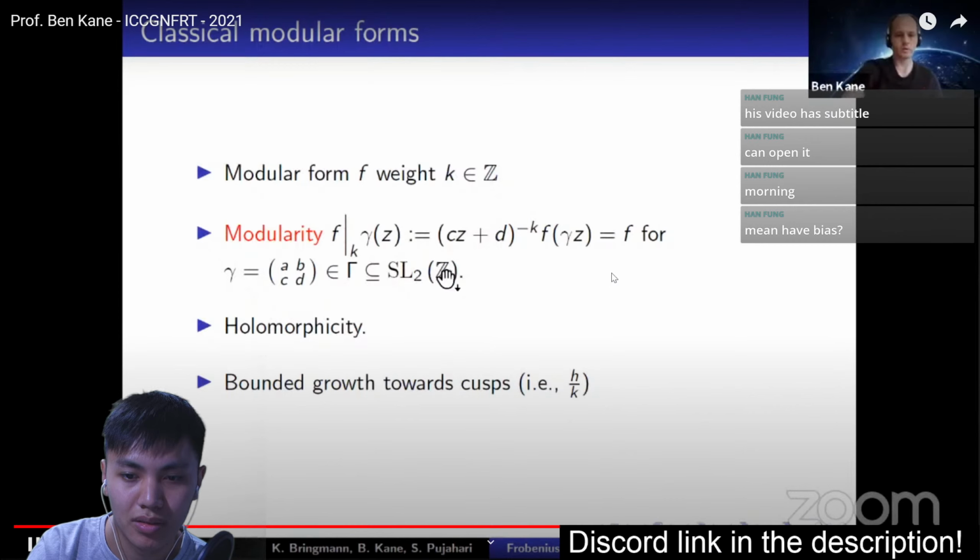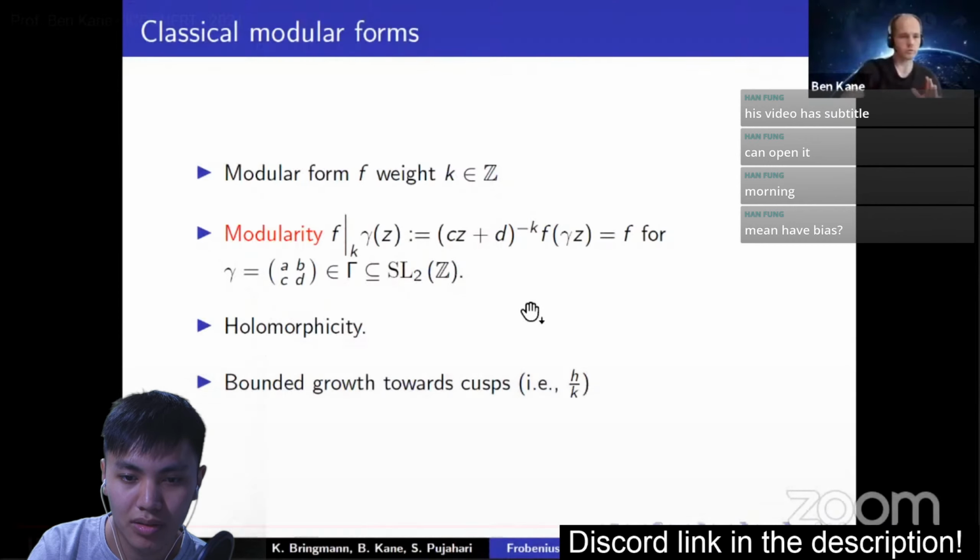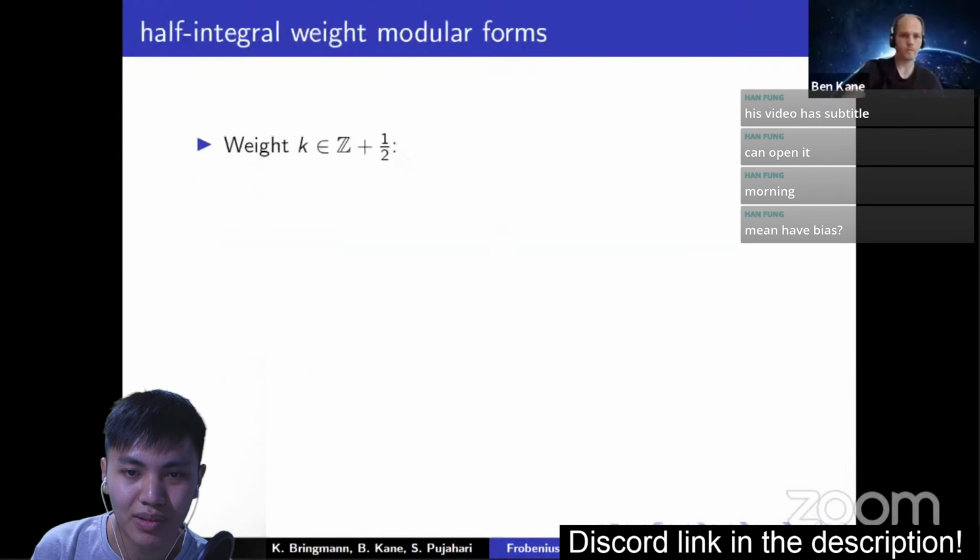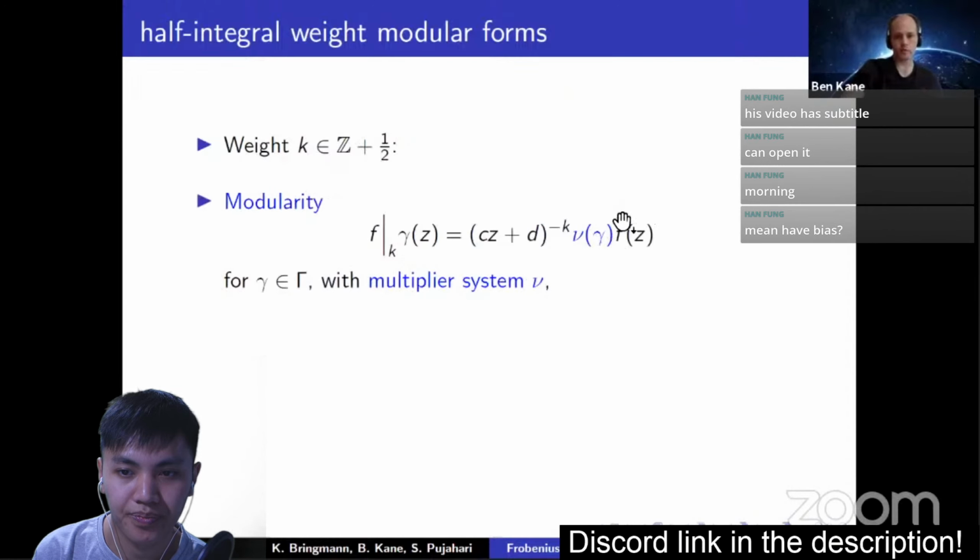Be bounded in some way, or at least the growth doesn't go too far, too fast. Just polynomial growth. We allow half integral weight. So for this, we have a kind of multiplier system. Without the multiplier system, these don't exist.